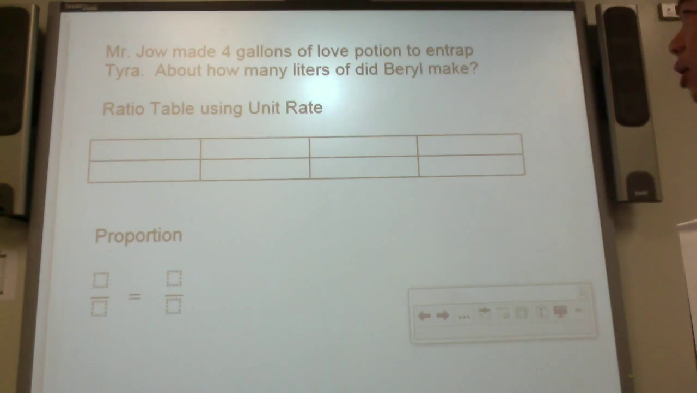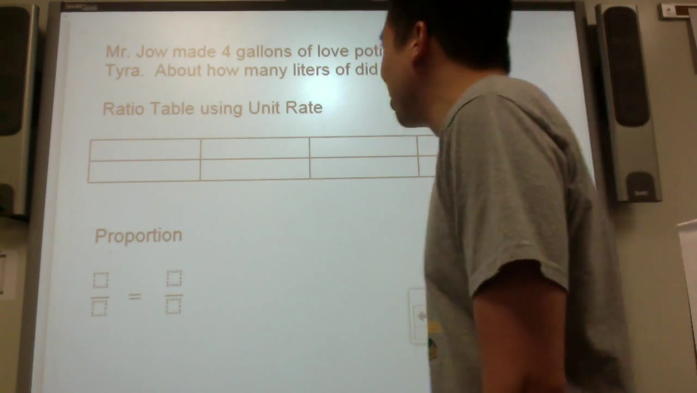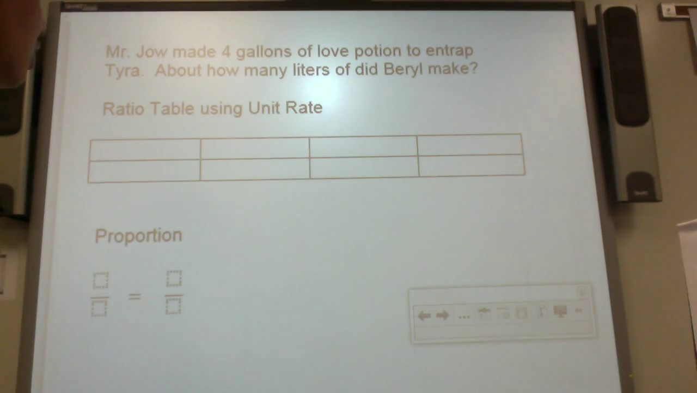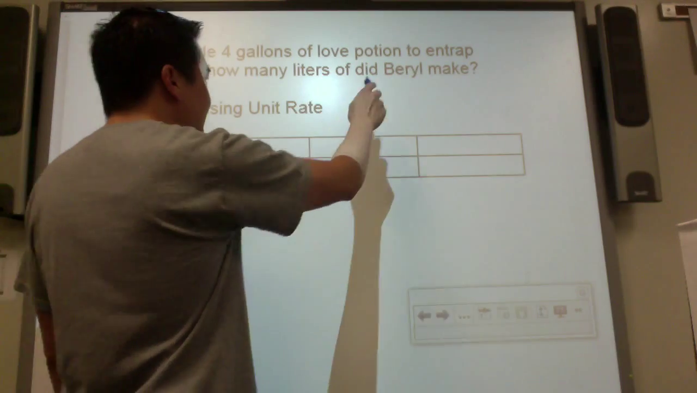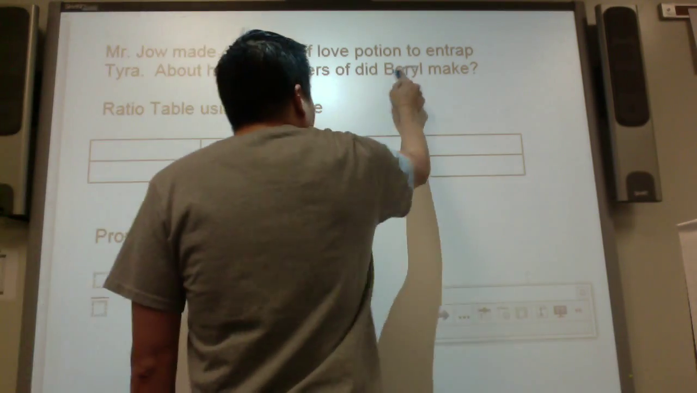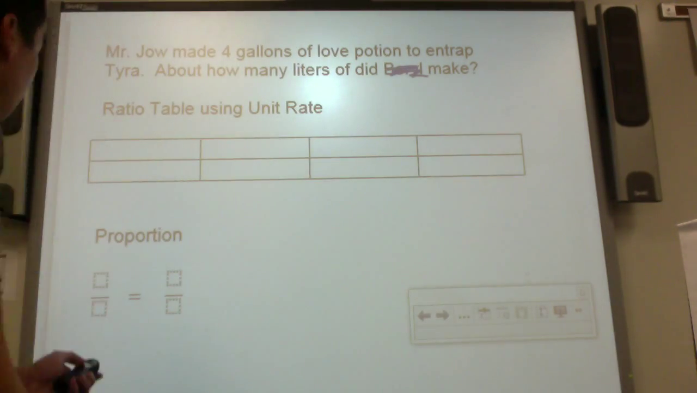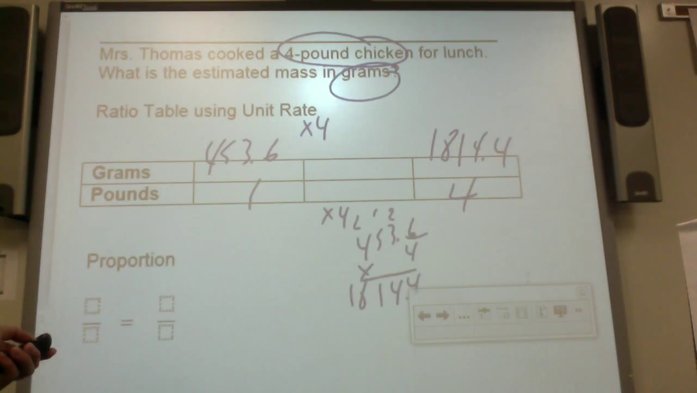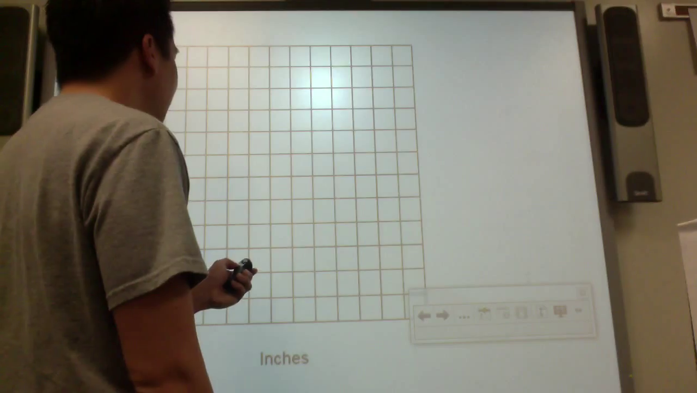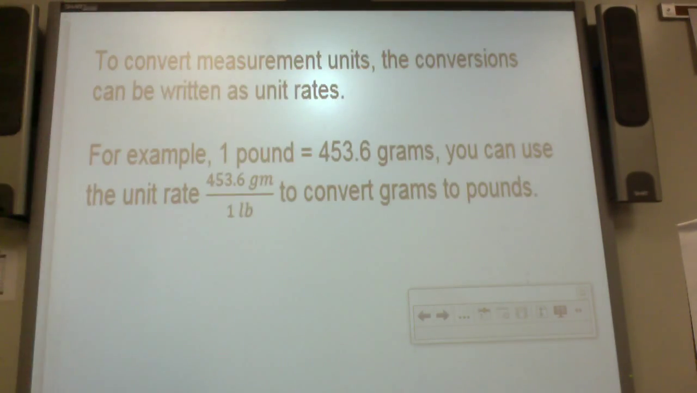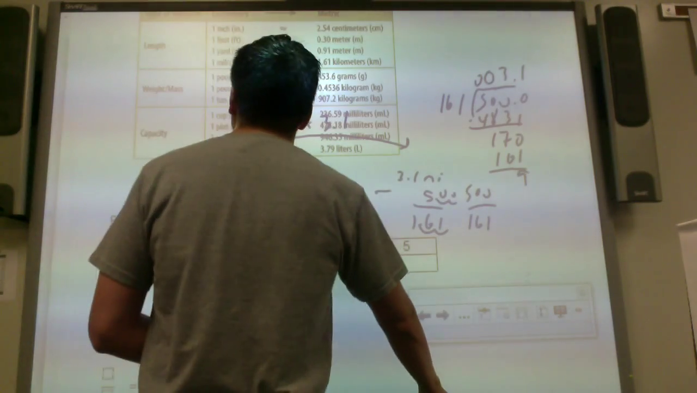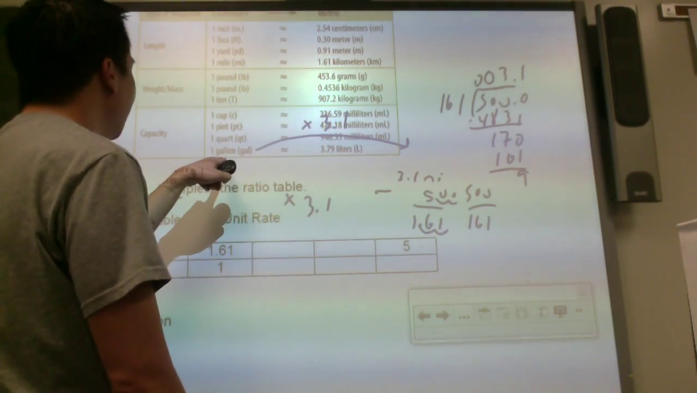Mr. Joe made 4 gallons of love potion to entrap Tyra. But how many liters of love potion did I make? So let's go back to gallons and liters. Gallons and liters. Where is my little chart? Oh, here it is. Gallons and liters. So look at my chart. Gallons and liters.